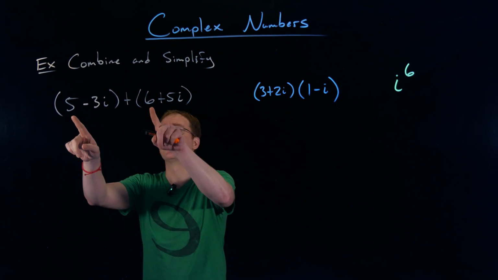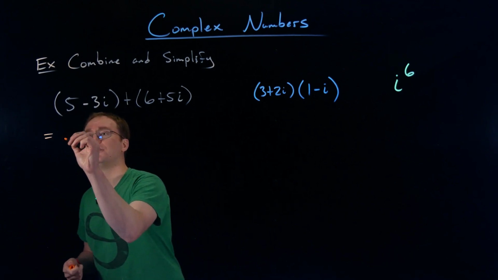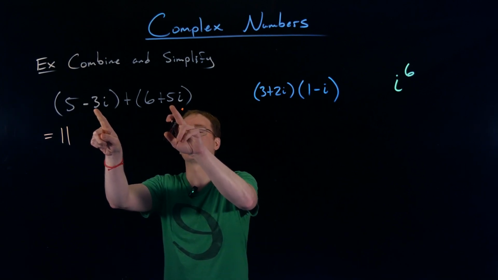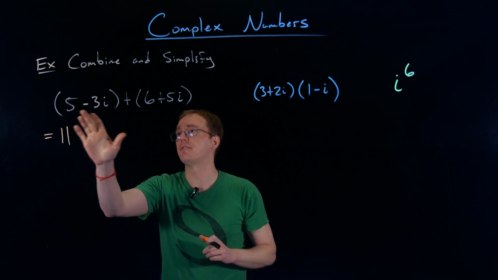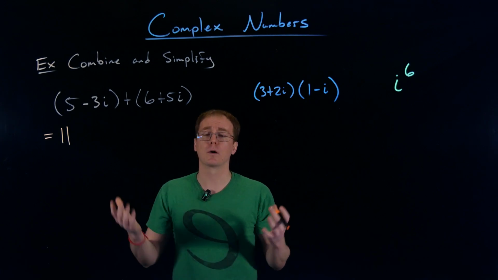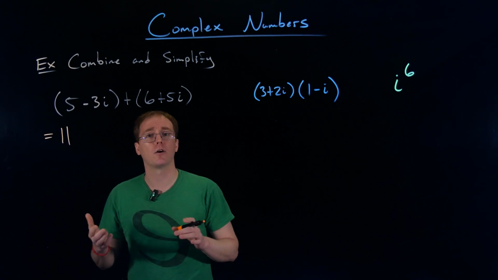So we can add the real parts together. 5 and 6 will combine to give us 11. And then we can add together the imaginary parts, or the parts with a factor of i. Just like if we had 5 minus 3x plus 6 plus 5x, we're combining this in the exact same way, just by combining terms that are alike.